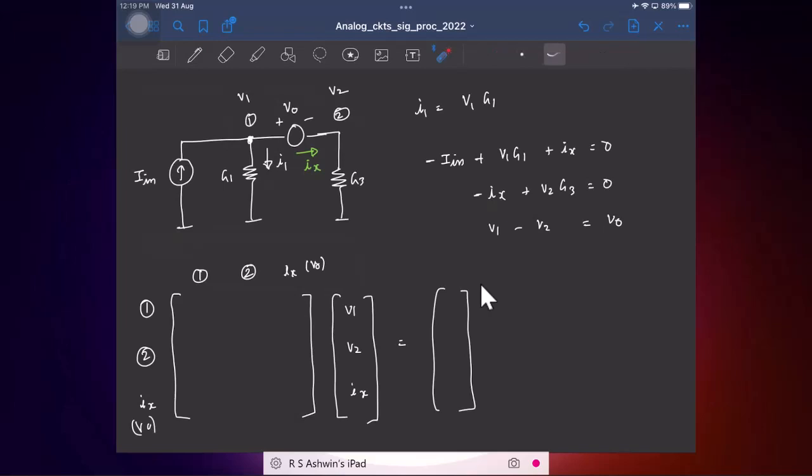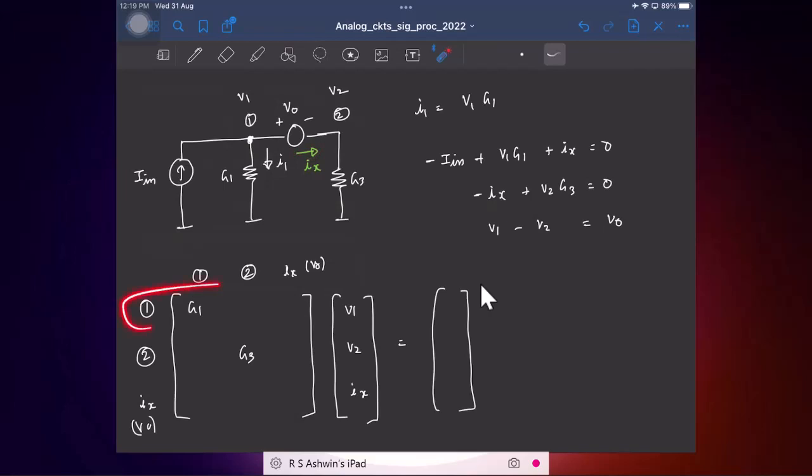So again let's write it directly. The conductance G1 is between node 1 and ground, so I'll just have it here. The conductance G3 is between node 2 and ground, so I'll just have it at 2, 2. Now let's look at the current Ix. So the current Ix is leaving node 1.